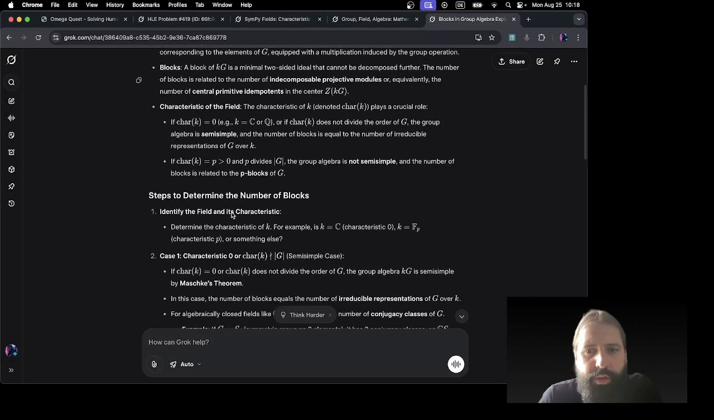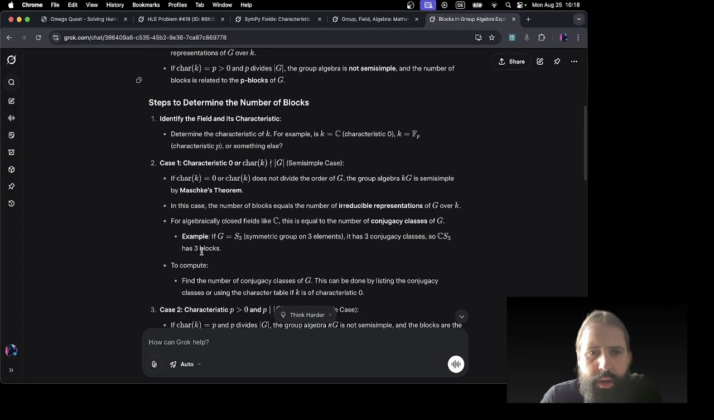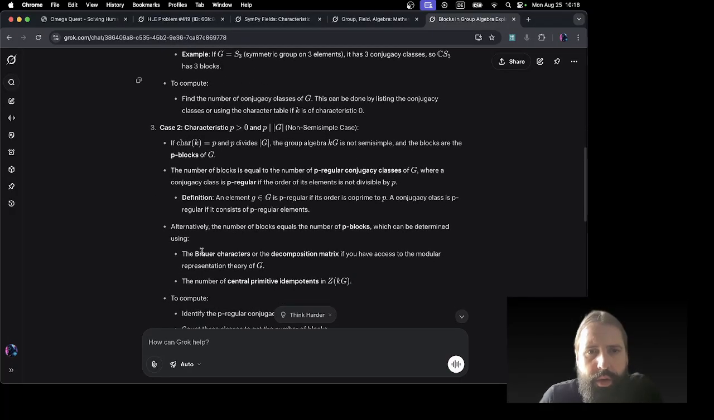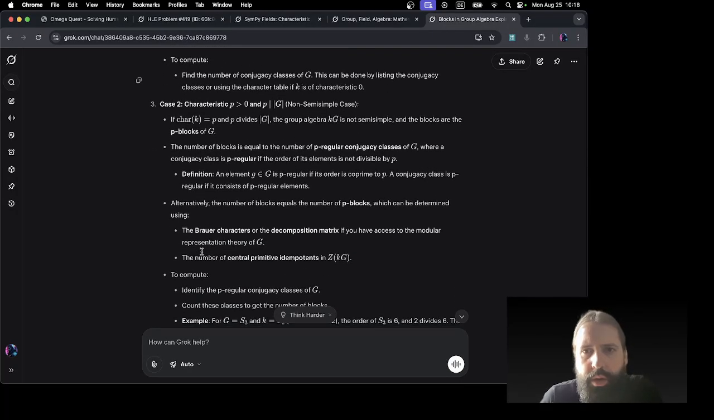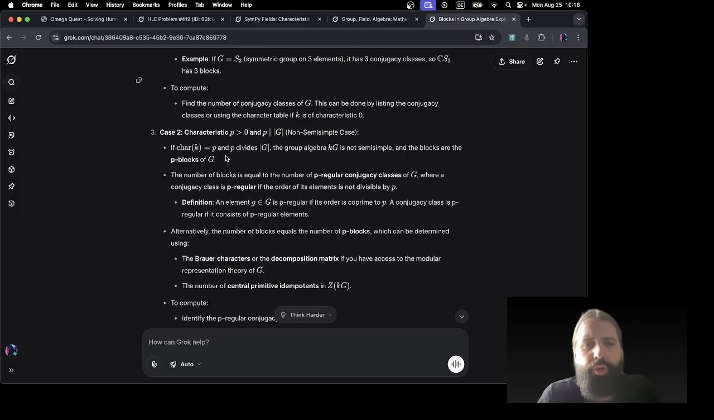Identify the field and its characteristic. We know it's 2. Case 2. Okay, so it's that simple. Wait, I mean, if the characteristic is 2, if it is p, and p divides the order of G, the group algebra KG is not semi-simple, and the blocks are the p-blocks of G. And I think that's the case, right?